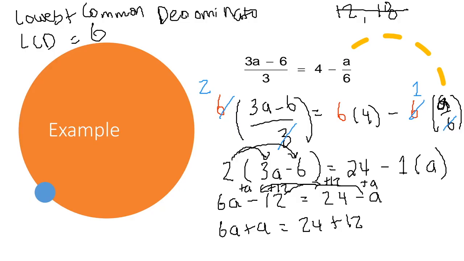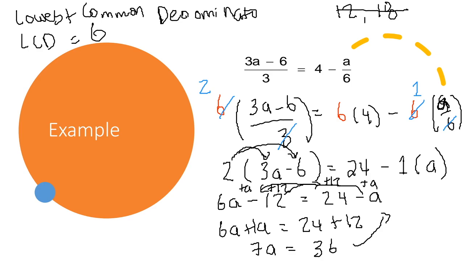So 6a plus a, this is our rules of addition. So we just add those coefficients, 7a. 24 plus 12 gives me 36. And then my last step is, I'm gonna have to write it up here, sorry. This is why I tried to use the PowerPoint because I have way more space. So we had 7a, oh, that's really messy. So we have 7a equals 36.